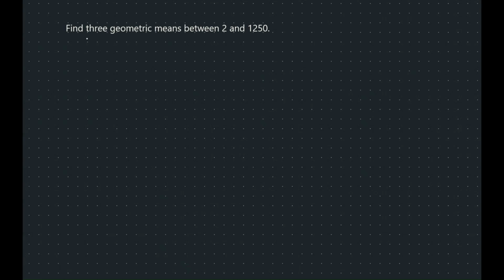And now we go to this great idea of finding geometric means. So let's draw this. We want to find 3 geometric means between 2 and 1250. How do we do it? Let's draw the situation. So we have 2 in the beginning. So 2. And then we have 3 geometric means, right? And then we have 1250.